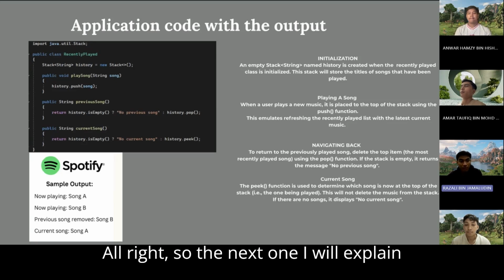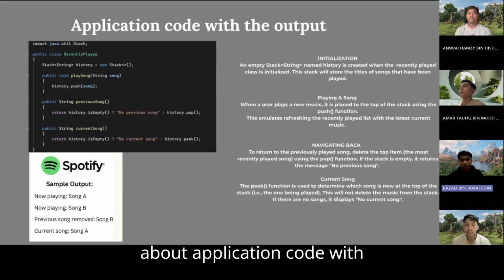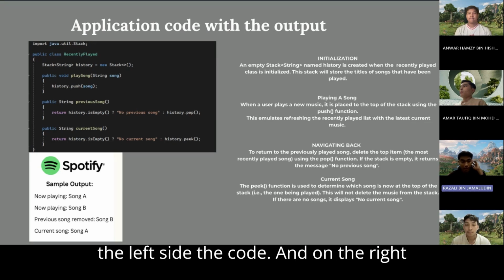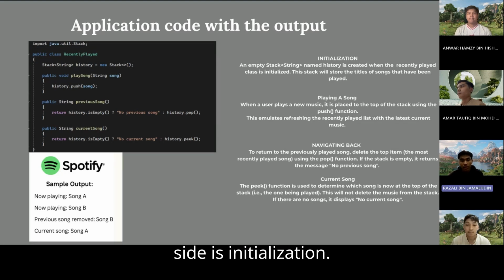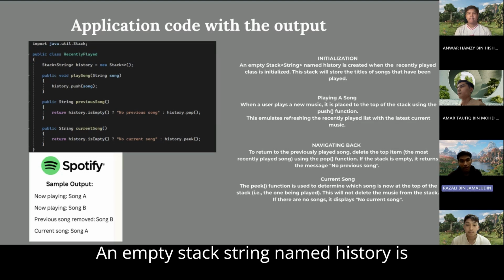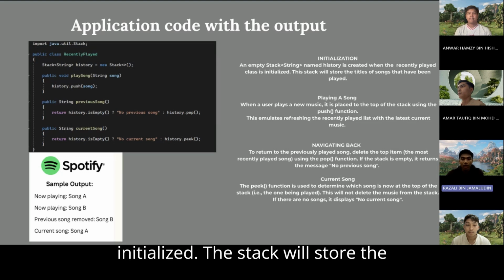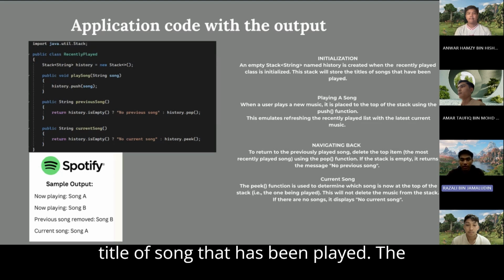Alright, so the next one I will explain about the application code with the output. As you can see here, on the left side is the code, and on the right side is the initialization. An empty stack of strings named history is created when the RecentlyPlayed class is initialized. The stack will store the titles of songs that have been played.